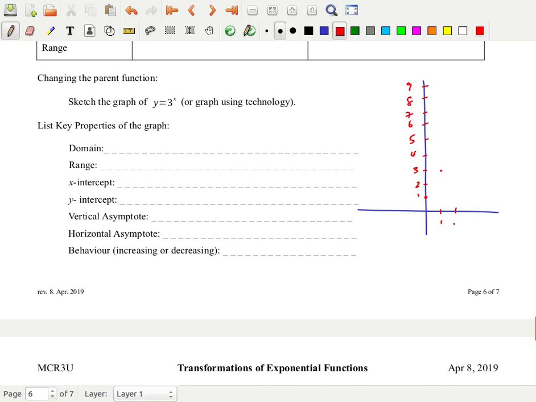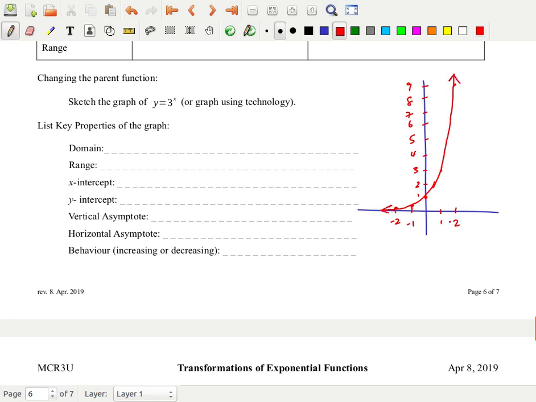At 2, we have 3 squared, which is 9. And then at negative 1, instead of 1 over 2, now it's going to be 1 over 3, so that's going to be a third. At negative 2, that's going to be 1 over 3 squared, which is going to be 1/9. You could do a table of values for yourself here. And we end up with a curve that looks like that.